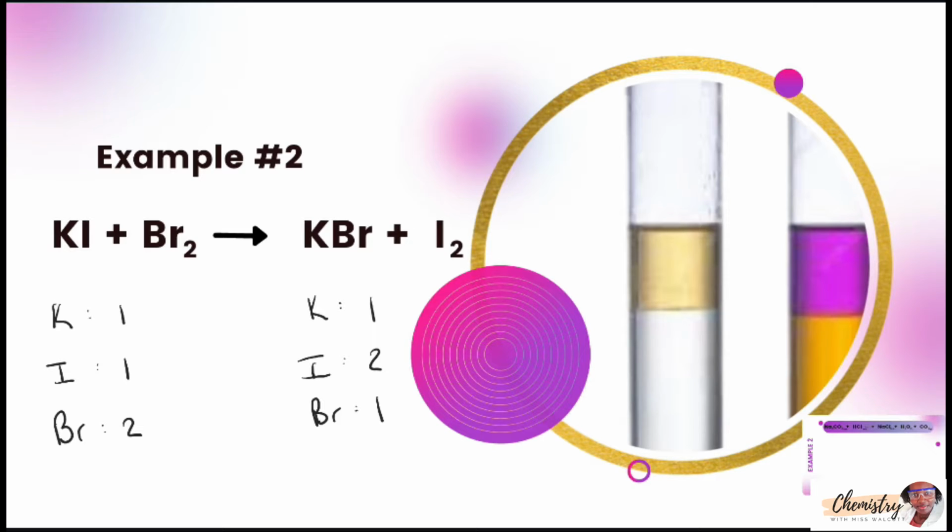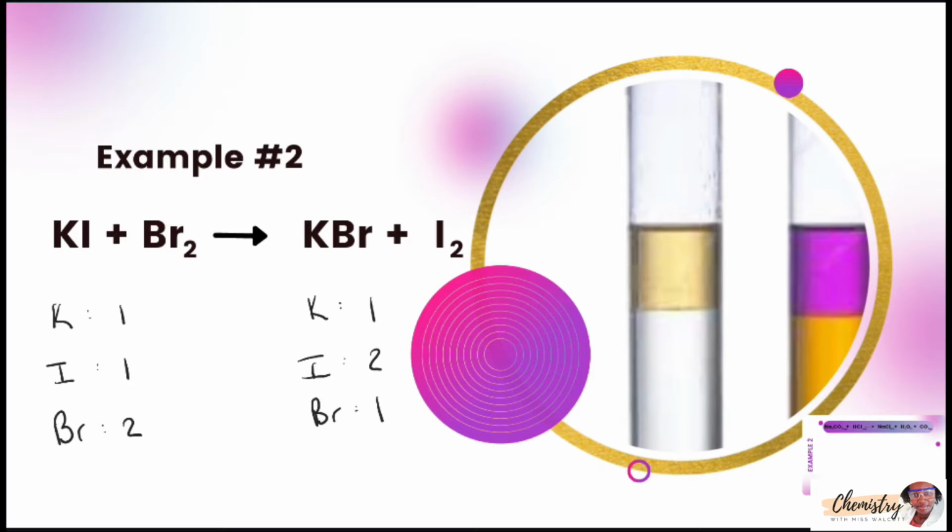Now, the number of atoms must be the same on both sides of the reaction, so the number of iodine atoms must be equal on both sides, and the number of bromine atoms must be equal on both sides. And to do this, we have to place a number in front of the formula which has any atom that we wish to balance.